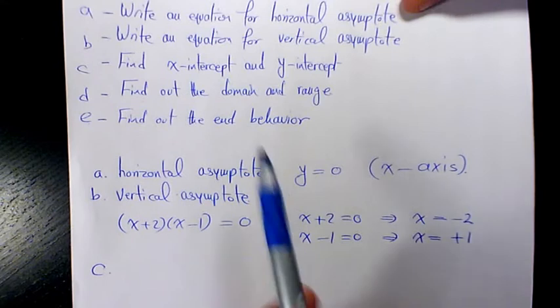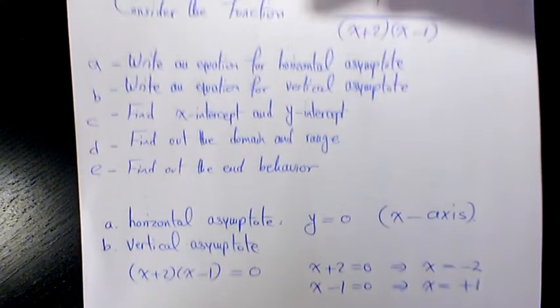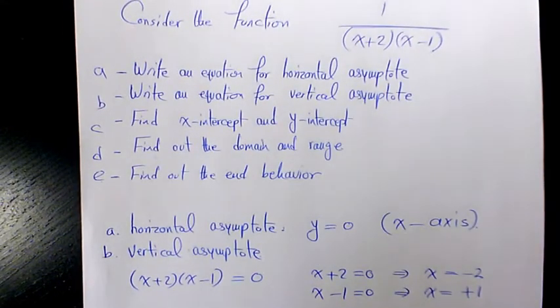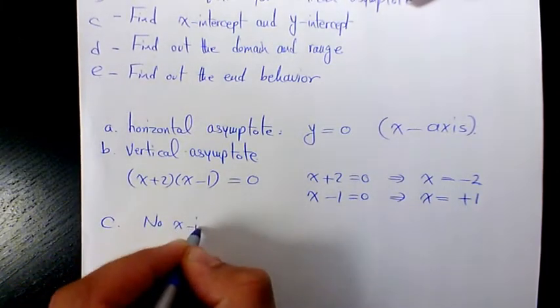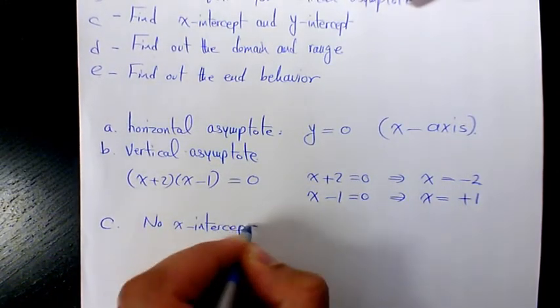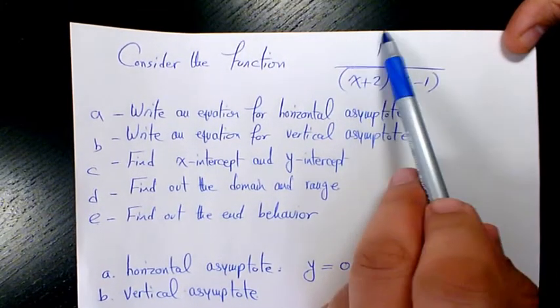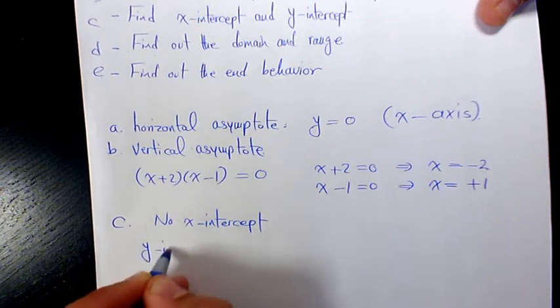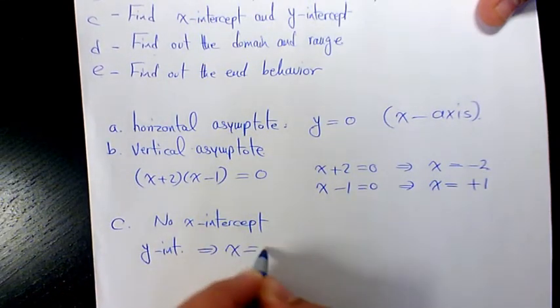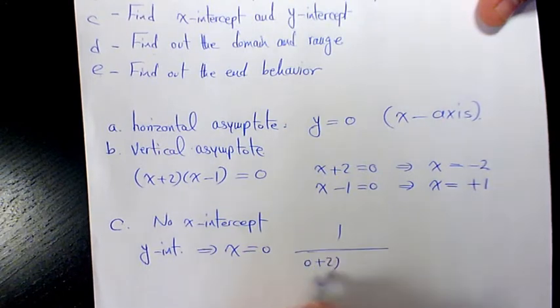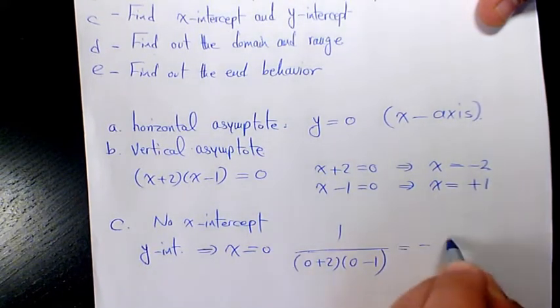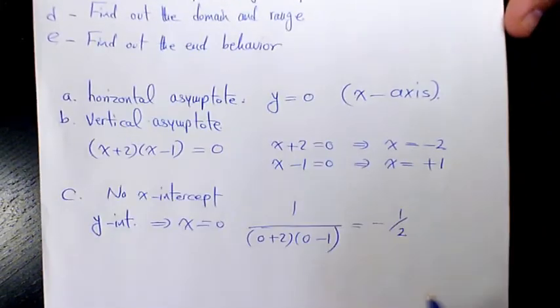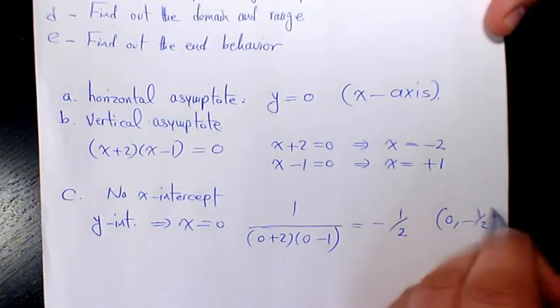Now it says find the x-intercept and y-intercept. Since the horizontal asymptote is y equals 0, it means that the function never touches the x-axis, so there is no x-intercept. And that makes sense because the numerator cannot be 0 at all. What about the y-intercept? The y-intercept is where x is 0. We substitute it into the function, it's going to be 1 over (0 plus 2)(0 minus 1). That's going to be negative 1 over 2. So the y-intercept is (0, negative 1/2).